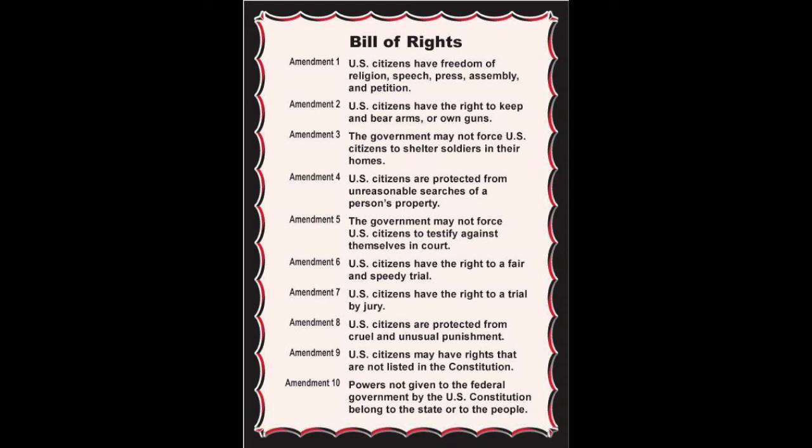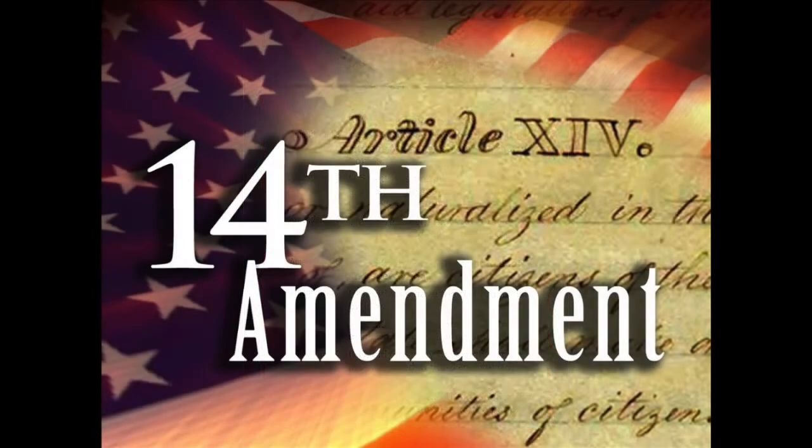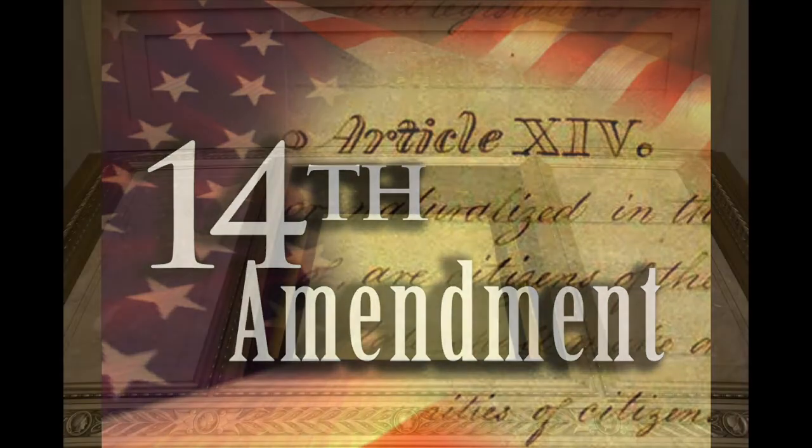What about the two that didn't make it? Well, one of them had to do with congressional apportionment based on population, and it was hard to understand and never ratified. And the other had to do with compensation of senators and representatives, and that became the 27th Amendment. Now, the 14th Amendment was added after the Civil War, and it clearly said that the rights of the Bill of Rights apply at the state level. And that was the first time that was really clarified.